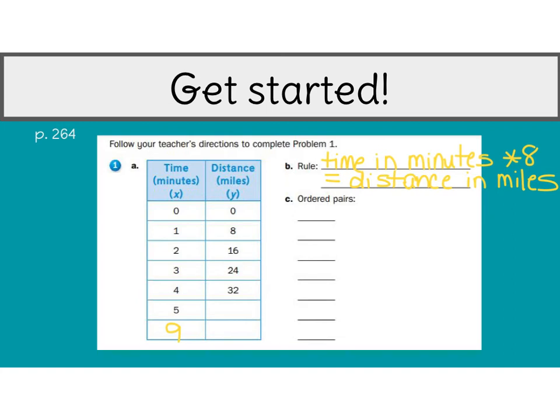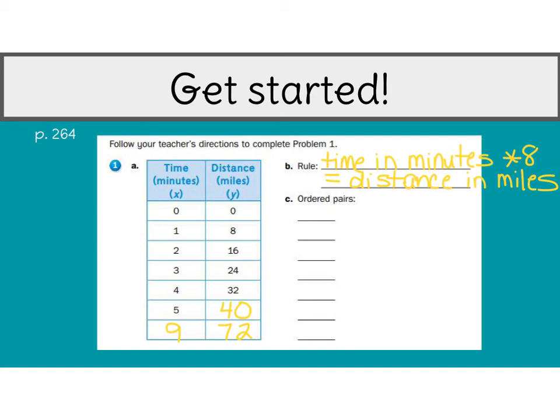And we might need to go ahead and continue the 5 before we do that. So if we follow the rule that we started with, for 5, we're going to have what? 40 miles. Because we did that one in the order that they came, and then we changed it when we got to 9, don't forget. So now we're going to use the time in minutes times 8 equals the distance in miles. So that means we're going to take 9, because that's our time in that last row there, times 8, which is 72. So we should have a 72 here.